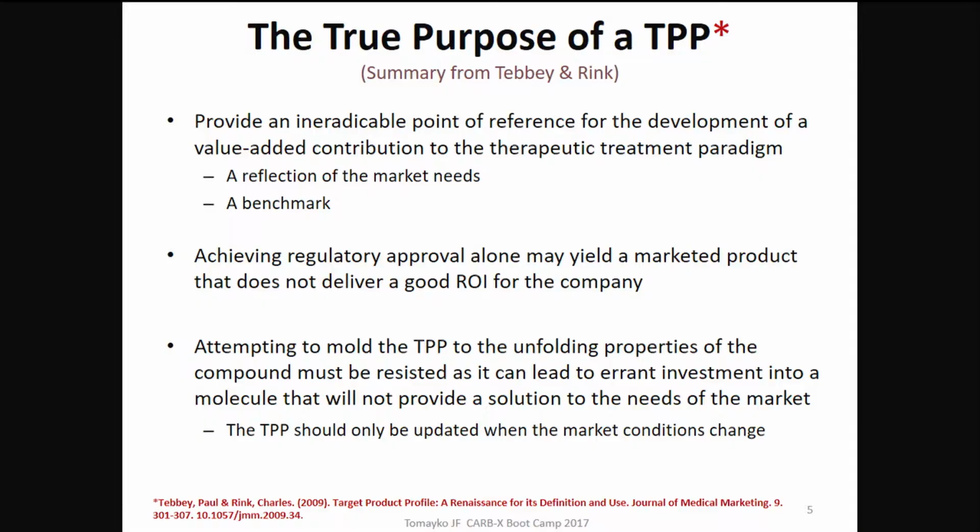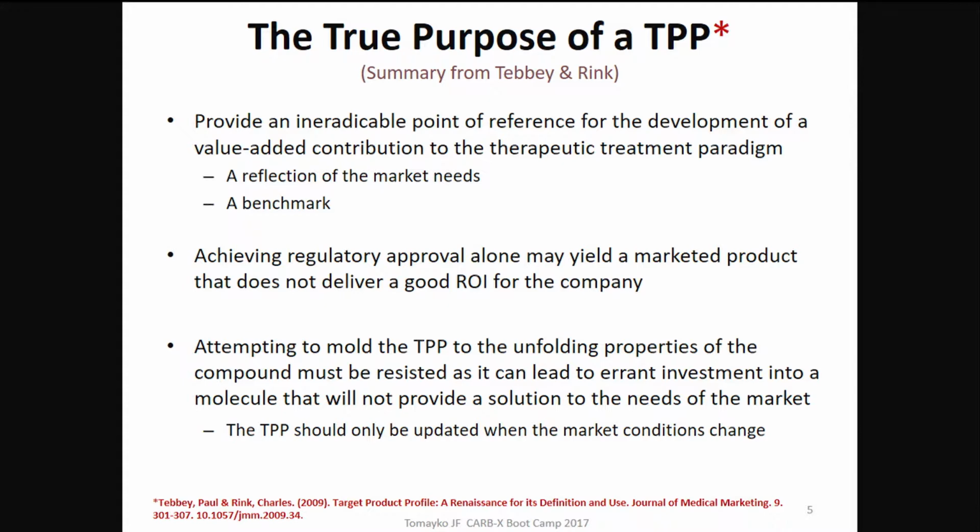I did come across this paper by Tebbe and Rink, and there's two pieces to the paper. One is they're trying to come up with a much more complicated way to do TPPs with all kinds of different documents. Actually, I think that's unnecessary and makes things too complicated. This should be simple. But I did see some points at the beginning of their paper that I thought were worth highlighting to the audience. One is, what is a TPP? And this is their definition: provided an eradicable point of reference for the development of a value-added contribution to the therapeutic treatment paradigm. I'll translate it to a reflection of the market needs or a benchmark.